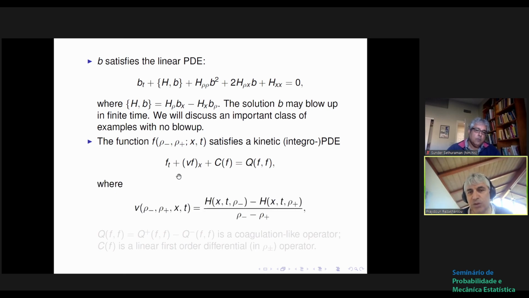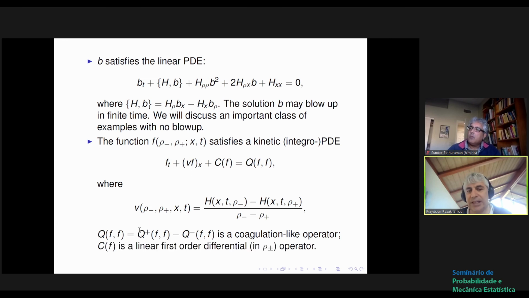And the velocity that shows up here, so remember, the kernel depends on rho minus, rho plus, x and t. The velocity is given by something which resembles the Rankine-Hugoniot formula. So that's exactly the local speed of the jump discontinuity. Again, Q is going to be a coagulation-like operator, like before, and C is a first-order operator.